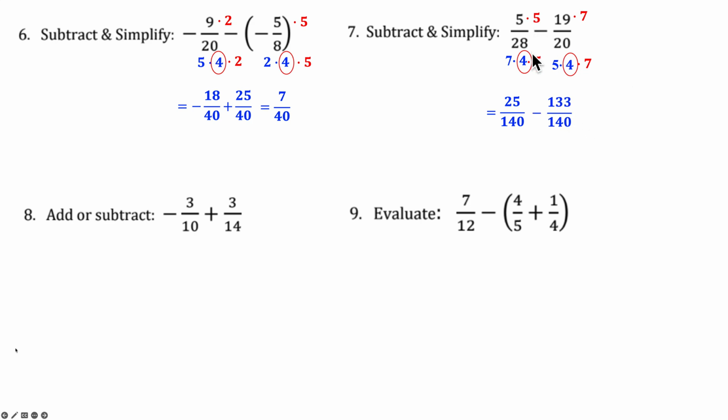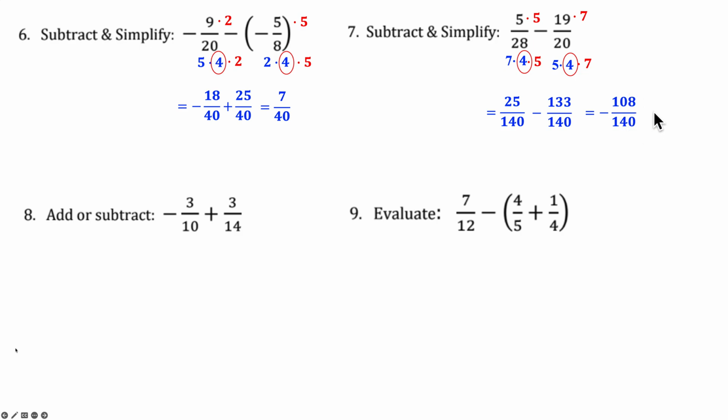133 with the minus sign. Okay, 133 is bigger than 25, so it's going to be a negative. 133 minus 25 is going to be 108. So a negative 108 over 4. Wait a minute. Even numbers we can reduce.